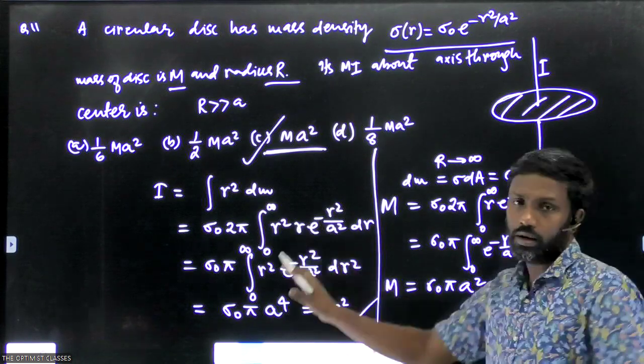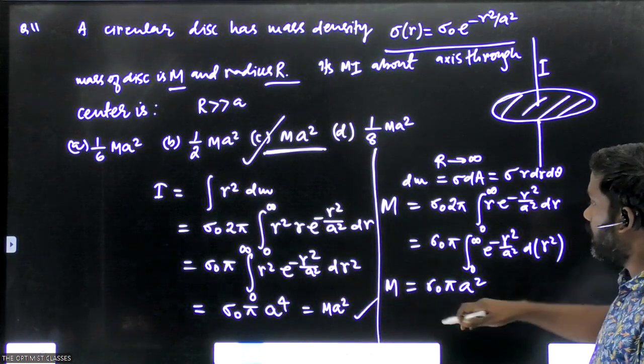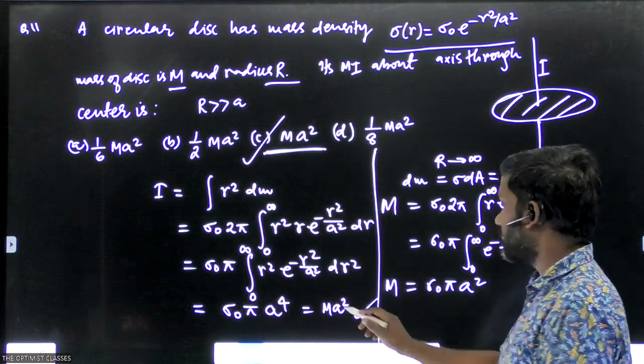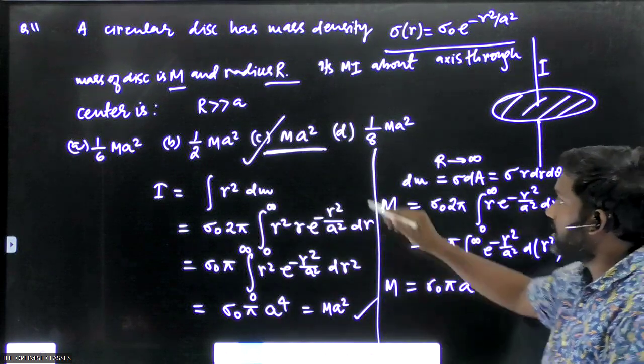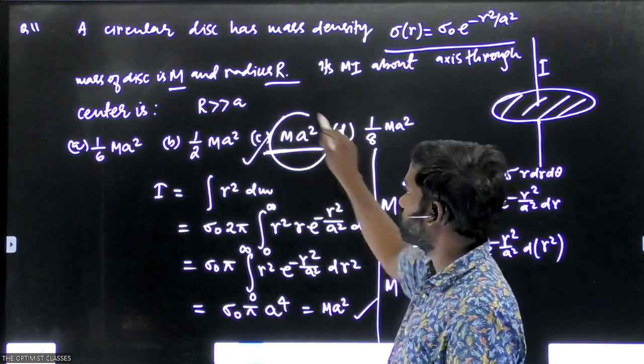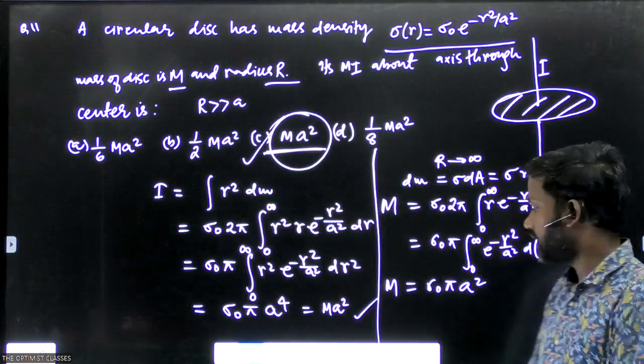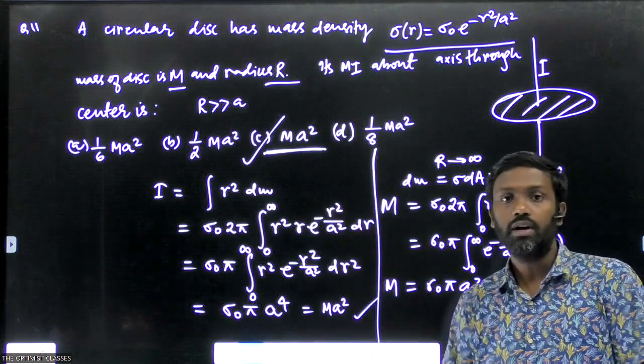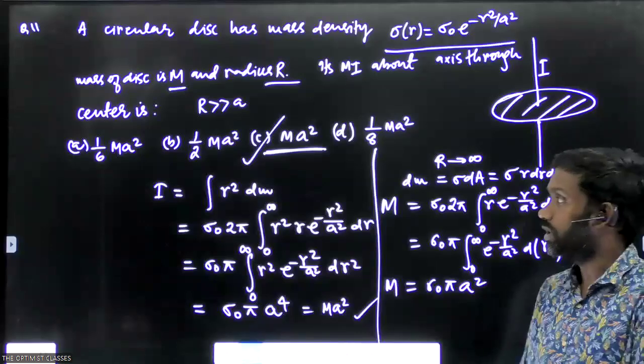Okay, so if you do the calculation, first you will have to calculate the mass, and then you will have to calculate the moment of inertia like this. So we are getting this answer. The correct answer should be this one, Ma square. This Ma square is the correct answer. This was a very basic question, testing students' calculation ability.